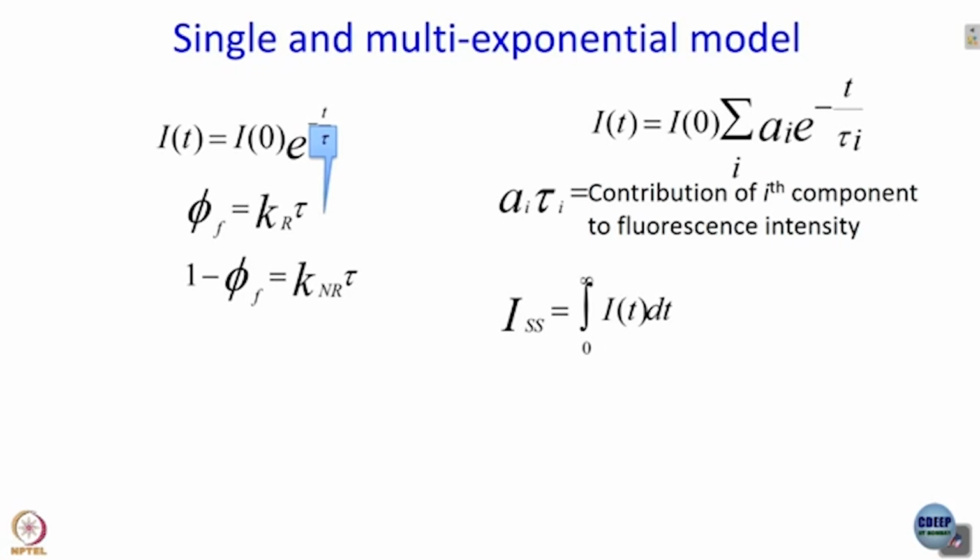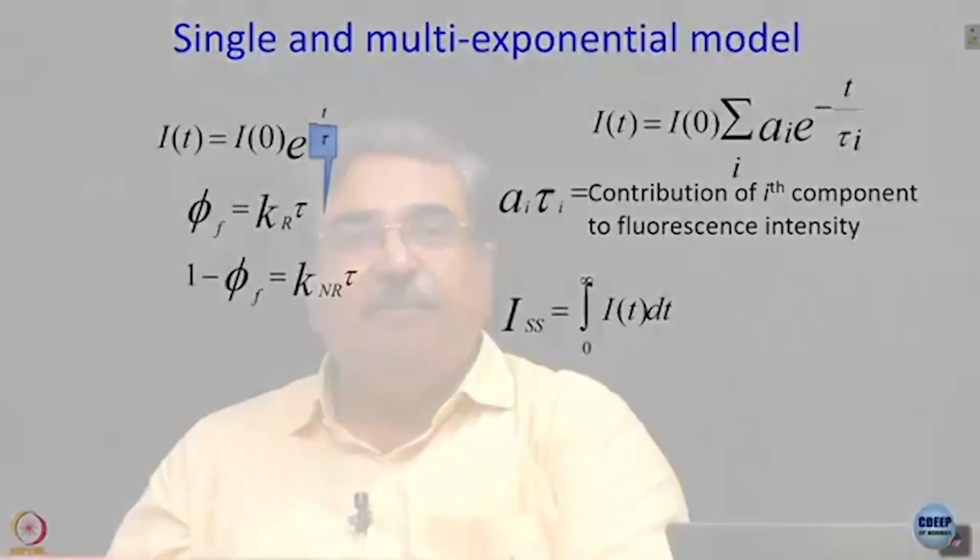For all practical purposes, what is infinity? Infinity is the point where the decay has become almost 0. If it is an exponential or multi-exponential decay, it becomes 0 asymptotically. But for all practical purposes, suppose I at time 0 is 5000 counts, and then you go to 10 nanosecond, and there you see that the intensity has become like 5 counts. So, 5 is much lesser than 5000. So, you set it to almost 0.